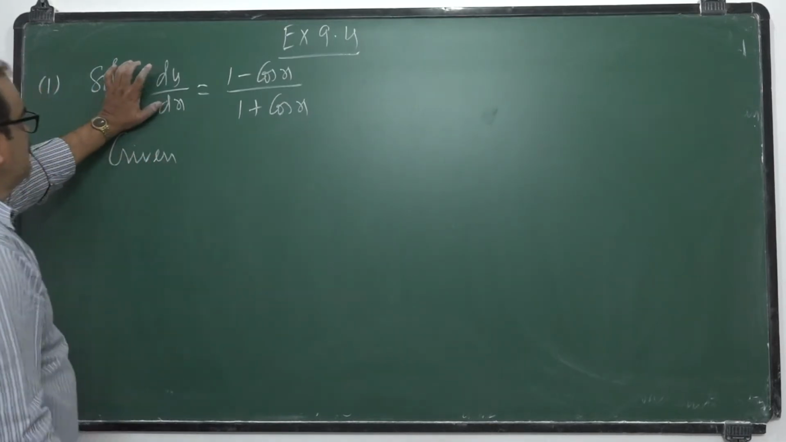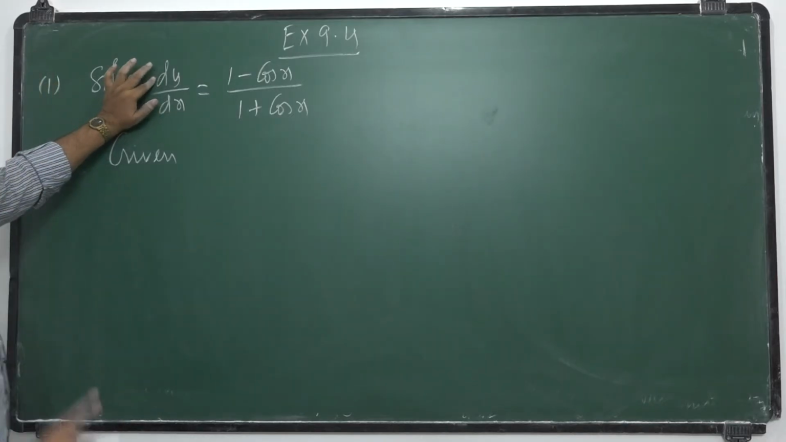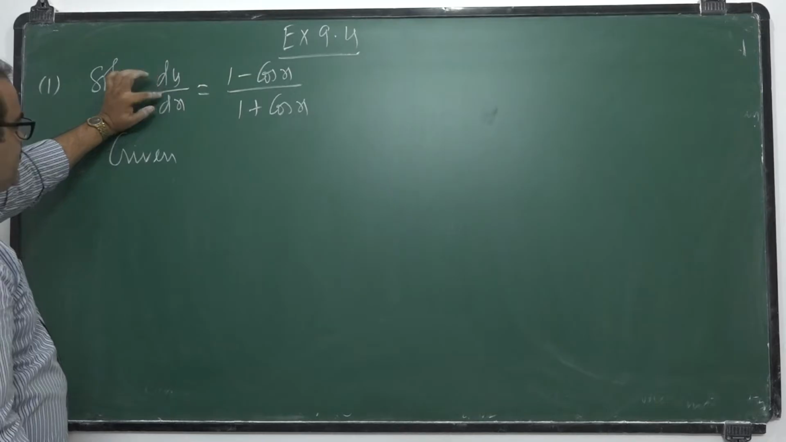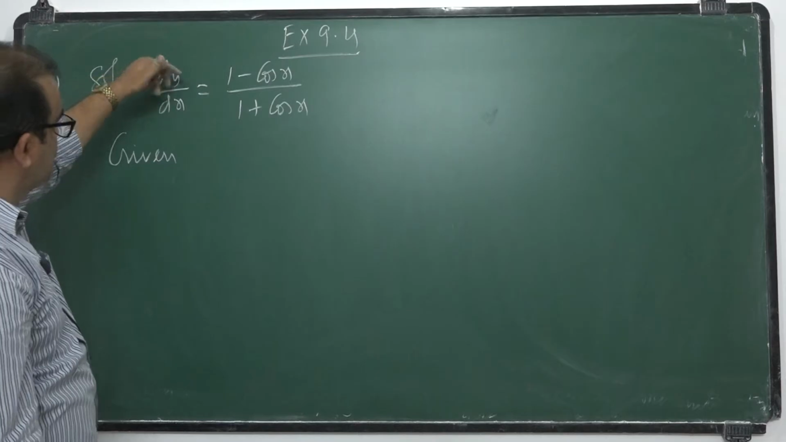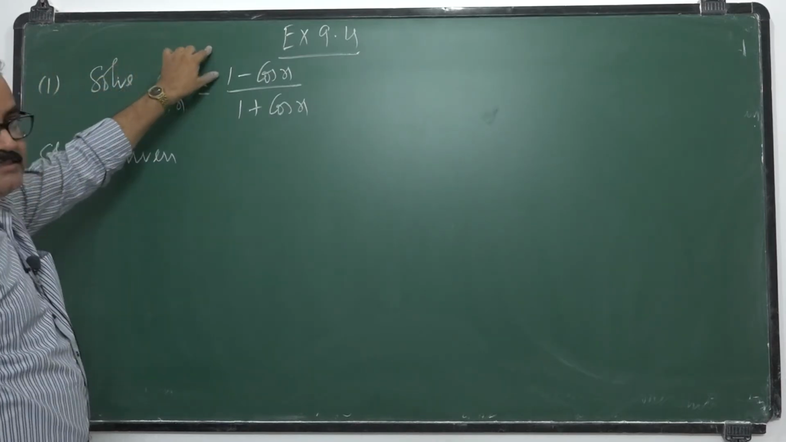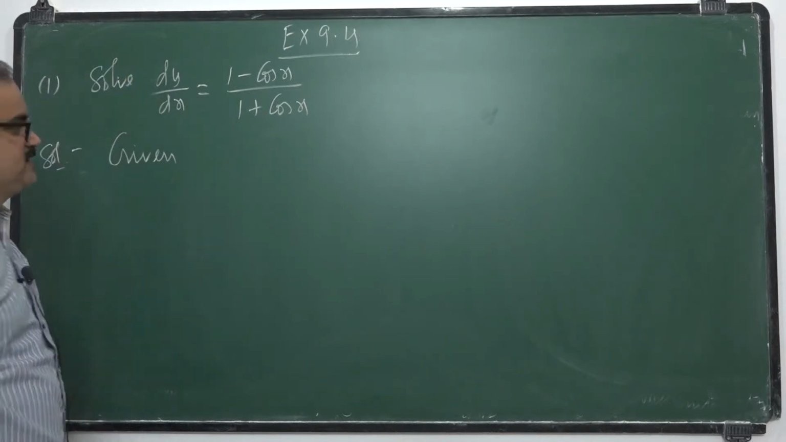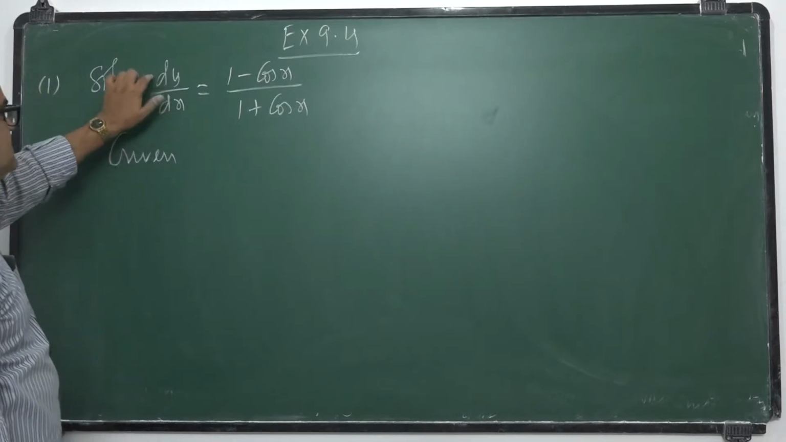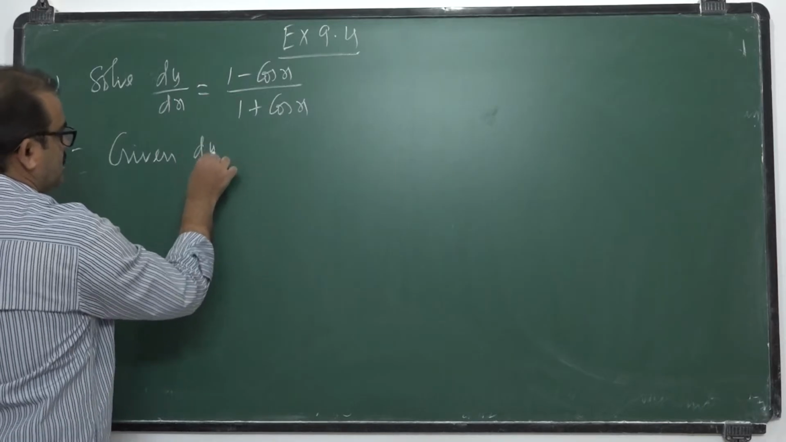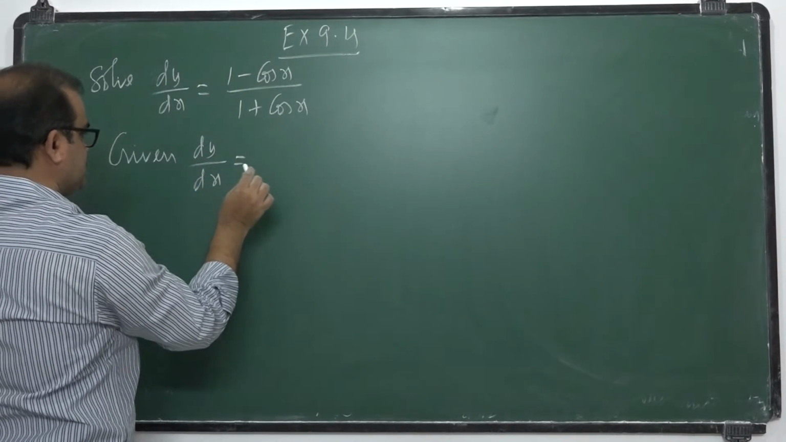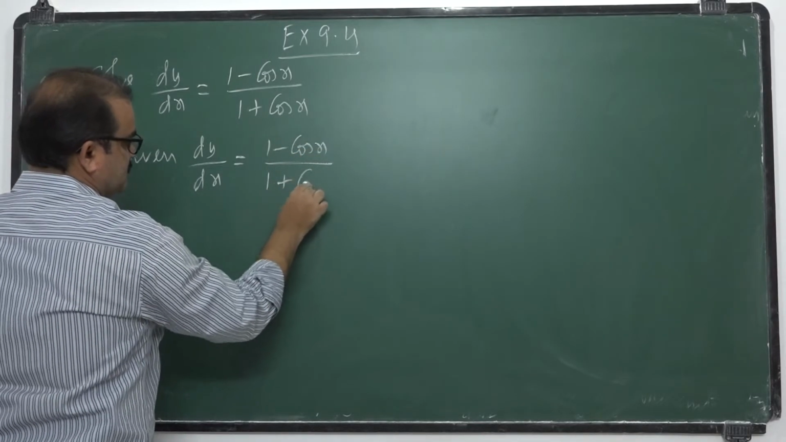See here, it is a differential equation. What is the order? Order 1, because it is the first derivative of y. What is the degree? Degree of this dy by dx is 1. So it is a first order and first degree differential equation. What are the variables here? x and y. Given dy by dx is equal to 1 minus cos x by 1 plus cos x.